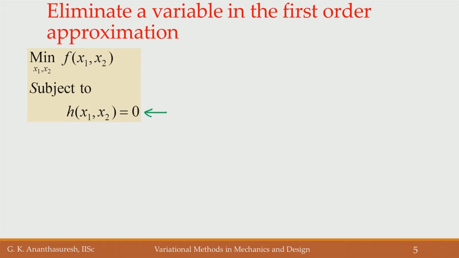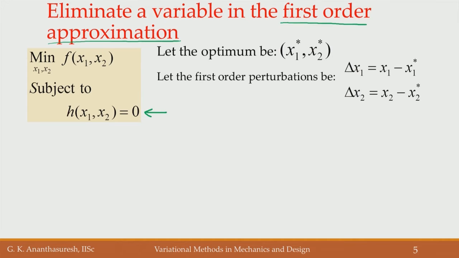In that case, we go to the first order approximation. Okay. So, we think about this small perturbation. Let us say that the optimum is given by x 1 star, x 2 star. At that point we will consider this perturbation, okay. That is delta x 1, we say x 1 minus x 1 star, delta x 2 is x 2 minus x 2 star. So, that the new x 1 after perturbation is delta x 1 plus x 1 star and x 2 will be delta x 2 plus x 2 star.